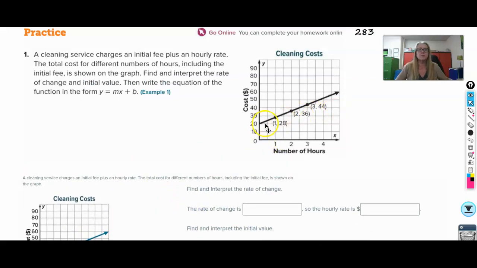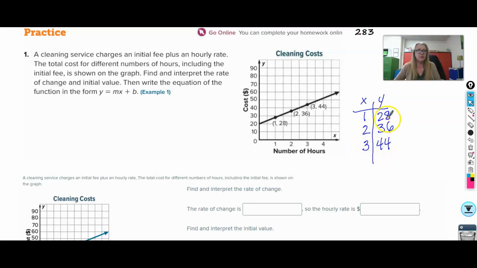Now, with this problem, my first approach would be to make a table of values. So I would make an XY table. This would be (0, 28). This would be (2, 36). And this would be (3, 44).